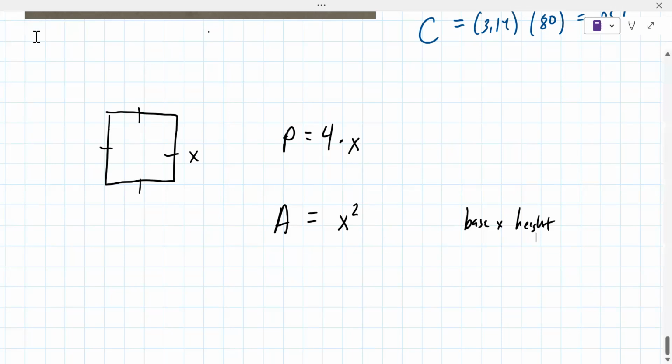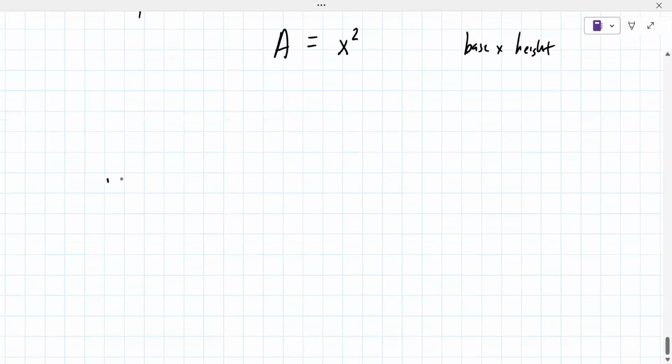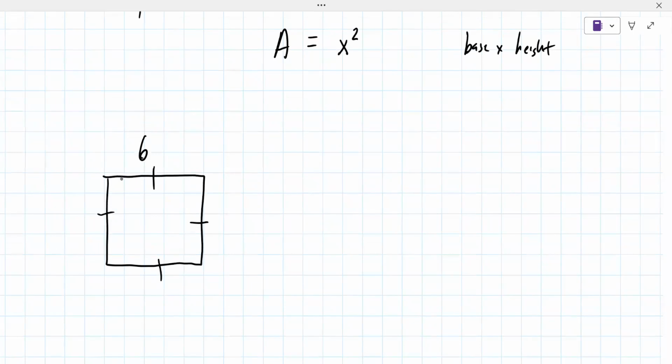And then rectangles were the same, except 2 of the sides were different and 2 of them weren't. Slightly different formulas, but essentially the same idea, base times height, and then you add up all the sides. Okay, so here's an example problem for you. I'm going to give you a square. I'll tell you that the side length is 6 centimeters. I want you to find the perimeter and the area, please.